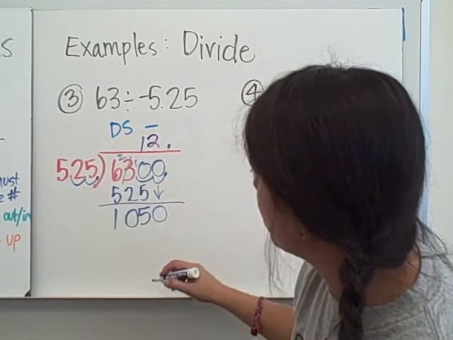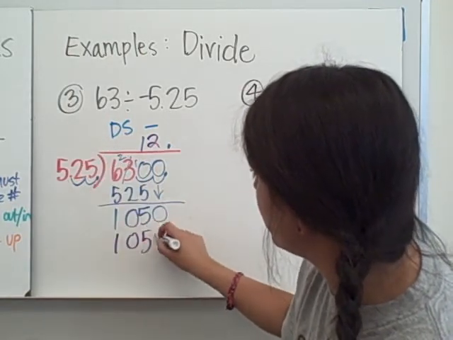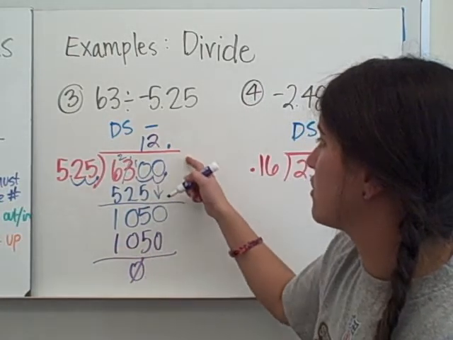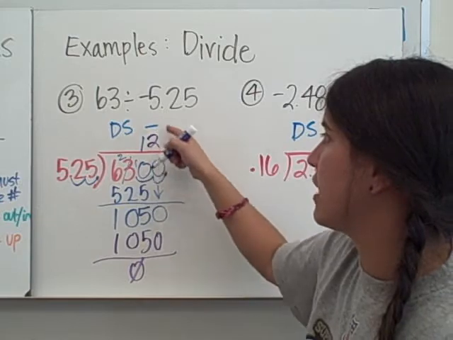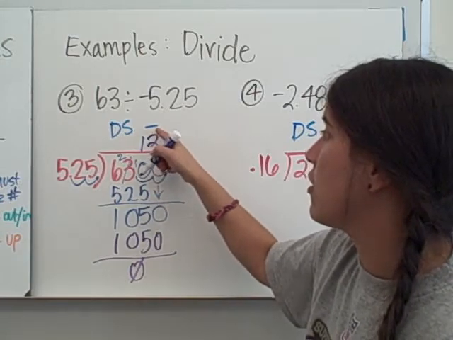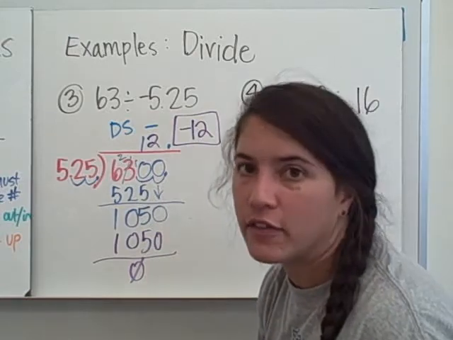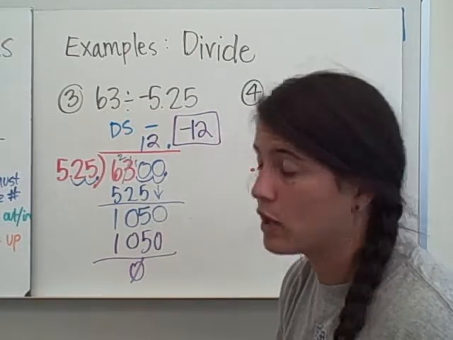2 times 525 is going to be 1050. I do not have a remainder, so I don't need to add any more zeros, and I see that my answer is 12, but I know that it's negative because I have different signs. So negative 12, just a whole number, negative 12.